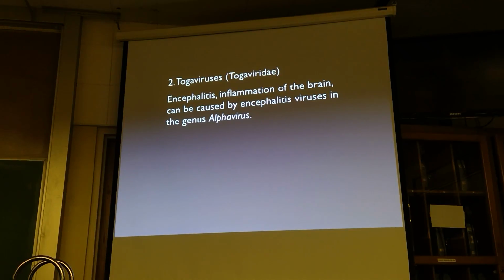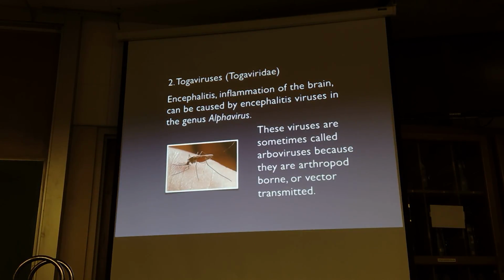The next type of virus are the encephalitis viruses. Encephalitis is inflammation of the brain. There are multiple different types of encephalitis viruses, so they're not necessarily all closely related. There's a term that is applied to some of the viruses that cause encephalitis. The term is arbovirus, and arbovirus just means arthropod-borne. So these are viruses that are transmitted by arthropods, typically mosquitoes. So they're vector transmitted.